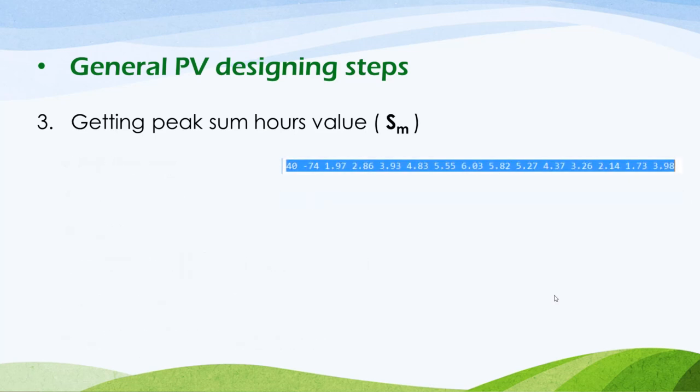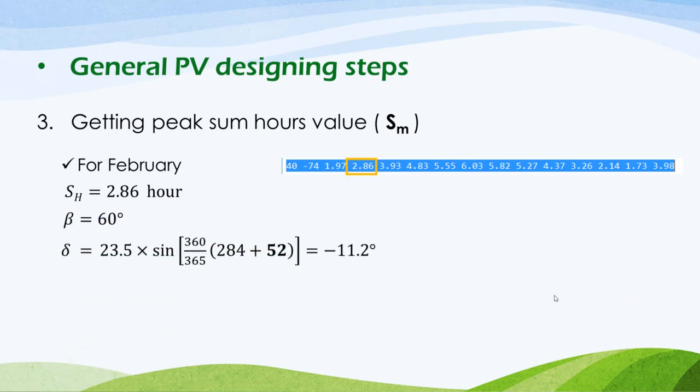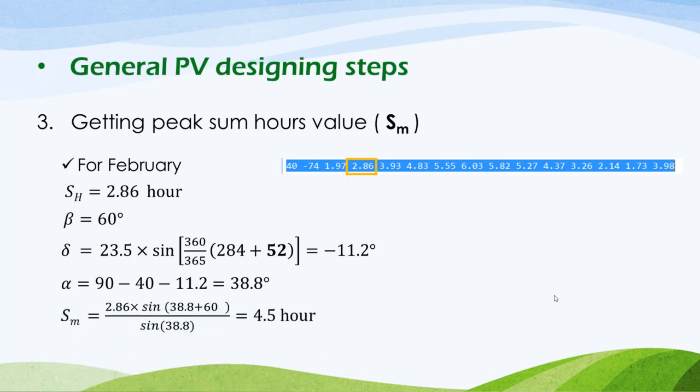Now let's repeat those steps quickly for February. Here S sub h equals 2.86 hours, then beta equals 60, and the declination angle for 21 February equals minus 11.2, then alpha equals 38.3 degrees. So the global tilted irradiation at this condition equals 4.5 hours.